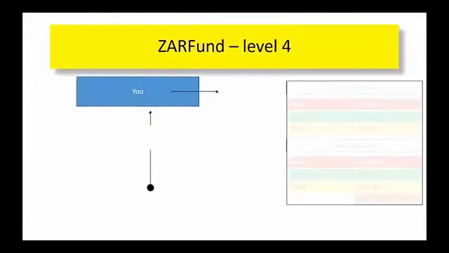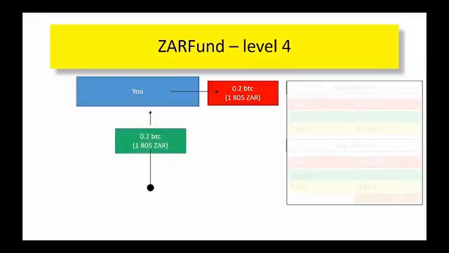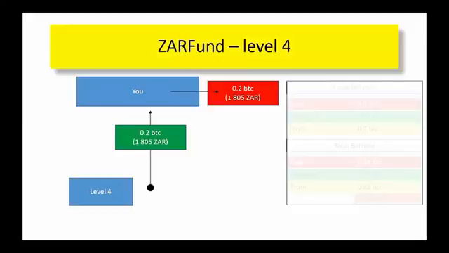You'd use a portion of that you've made to upgrade to level 4. A portion of that is 1,805 rands, which is 0.2 Bitcoins. You'd pay that to now upgrade to level 4. Once you've upgraded to level 4, you are eligible to receive the exact amount that you've paid to get to level 4 from people that want to get to level 4.